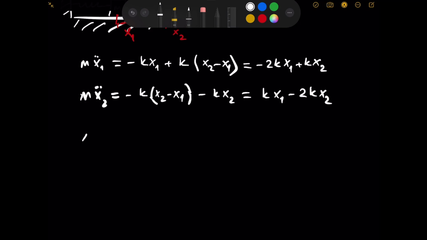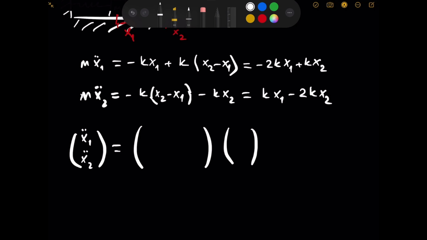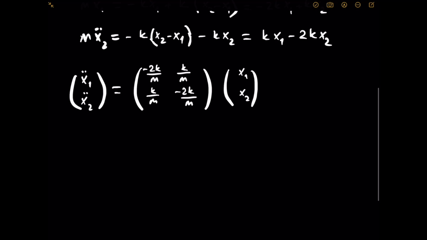So on the left, we're going to have x1 double dot, x2 double dot equal to a coefficient matrix, let's say, and then that's going to be multiplying the position vector. And inside the coefficient matrix, of course, I will have divided by these m's on both sides, and then you can just check that I can represent the two equations of motion we have above as follows. k over m, minus 2k over m, right? So that's that. And now we've written it.